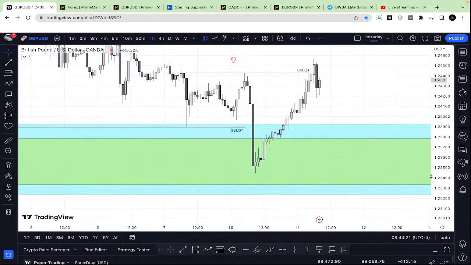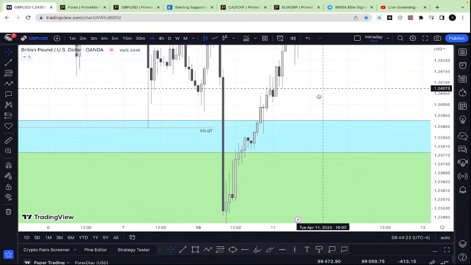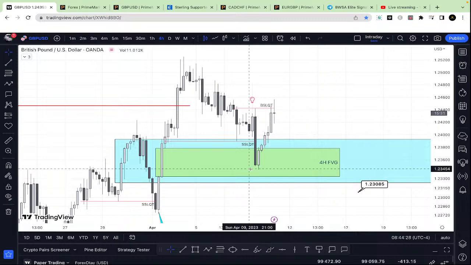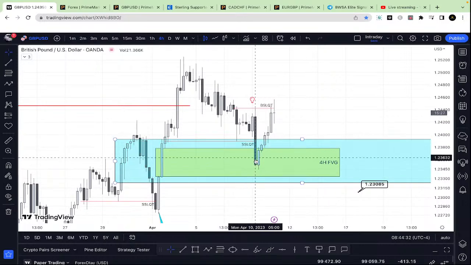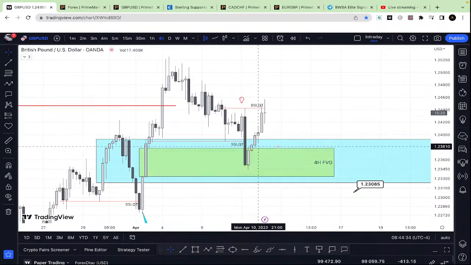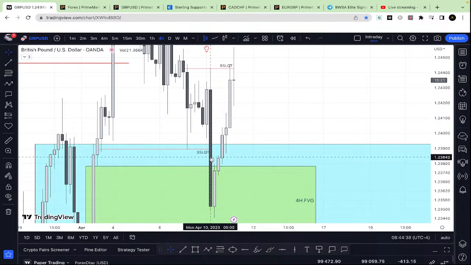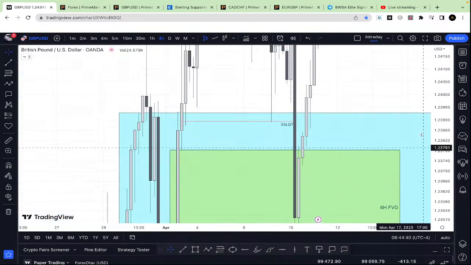Let's go find out what that is, where that is. Let's go back up to the 4 hour real quick. So if that is the case, then that means I need some type of imbalance or something on my lower time frame. Technically, there's an imbalance here. Let me look in a little deeper.